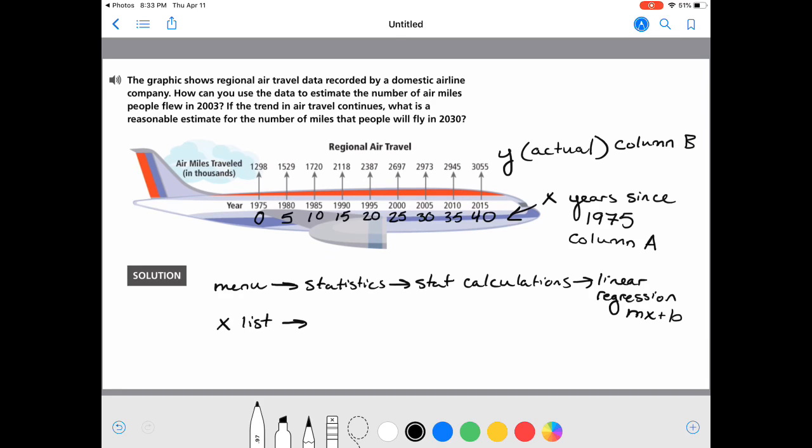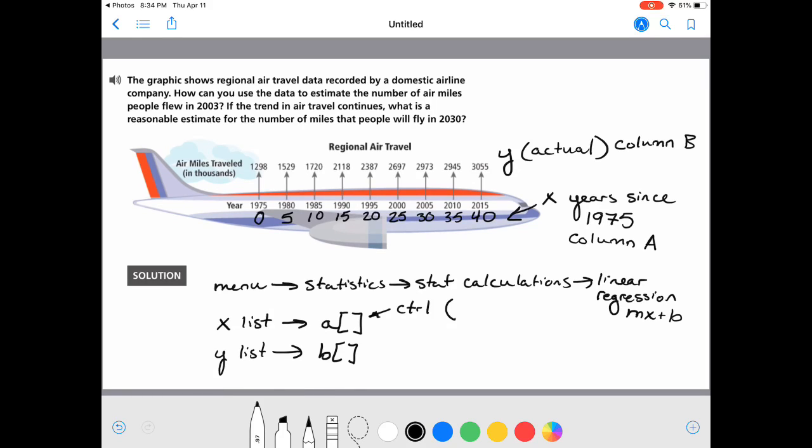After you select linear regression, your X list is going to be A with the brackets. Remember, you get the brackets by hitting Control and then the left parenthesis. Our Y list is going to be B with the brackets again. Then you're going to go down and select OK, and you're going to generate your linear regression equation in that Y equals MX plus B format.